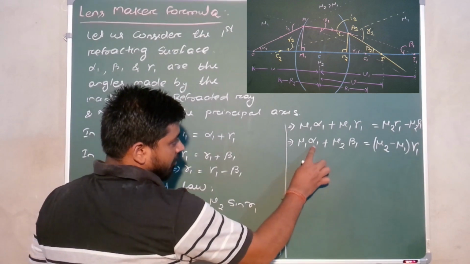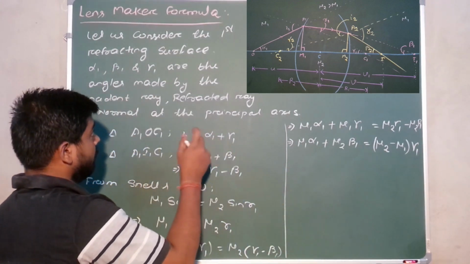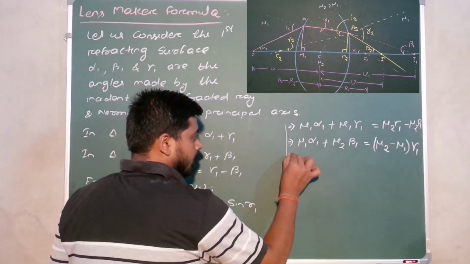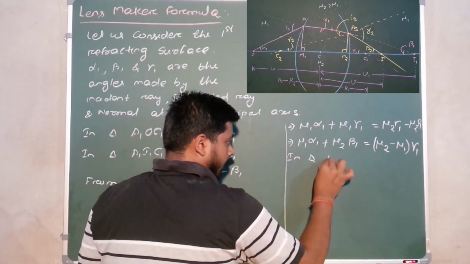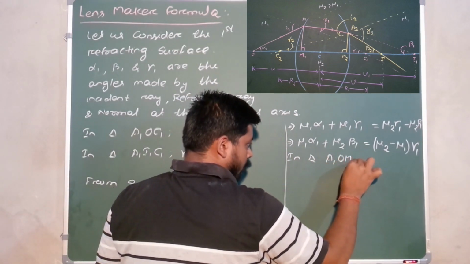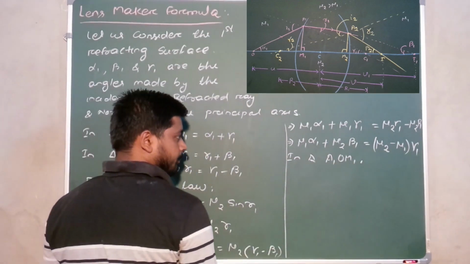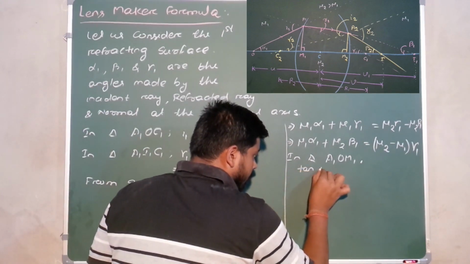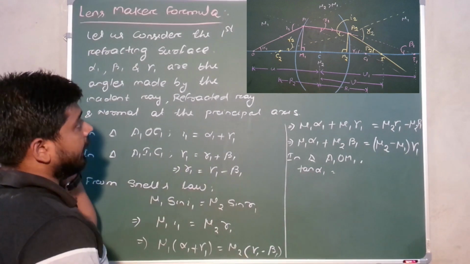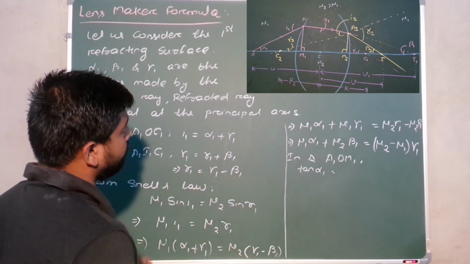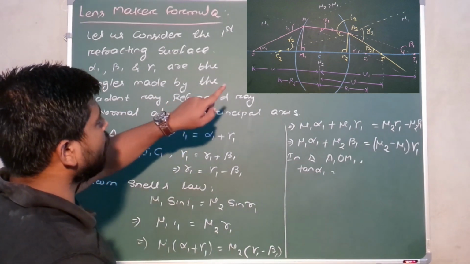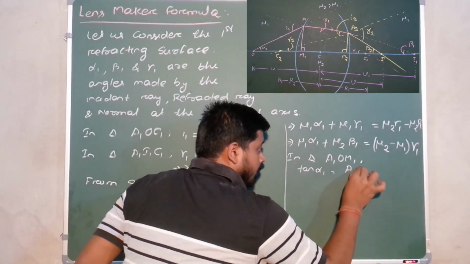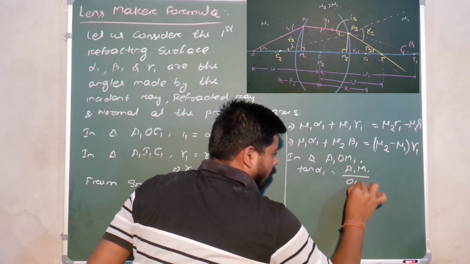Then I have to express the alpha 1, beta 1, gamma 1 in terms of object distance, image distance. Yes or no? Then just see how I relate. In triangle A1 O M1, tan alpha 1. Just see the triangle. In triangle A1 O M1, tan alpha 1 equal to A1 M1 by O M1. Yes or no?